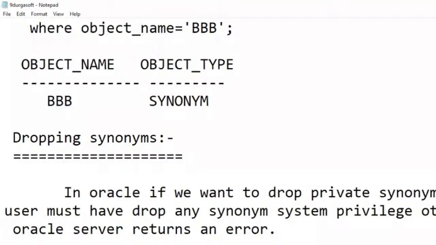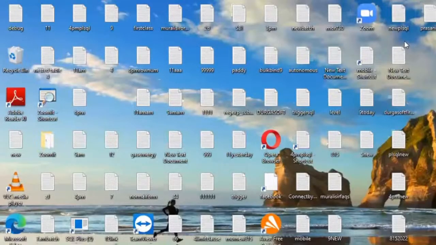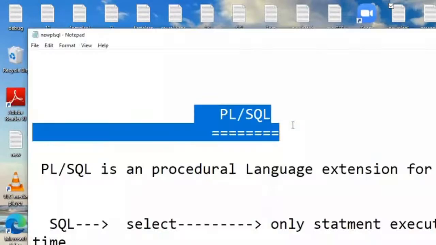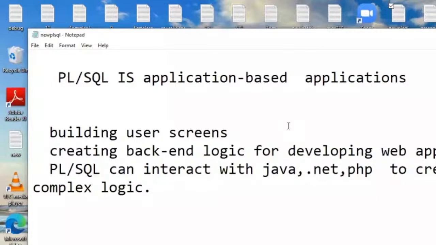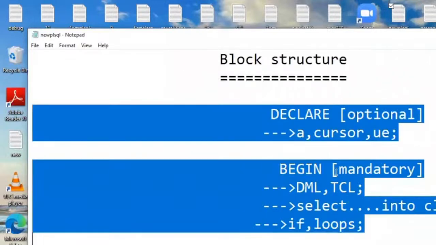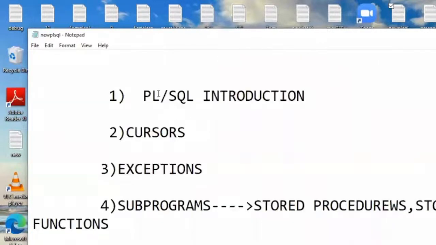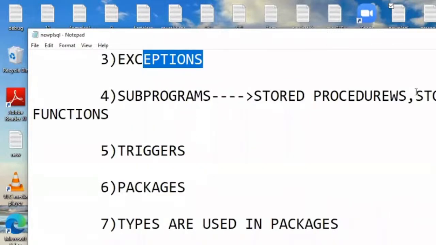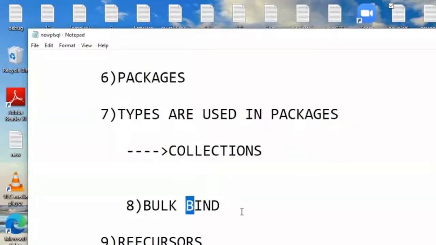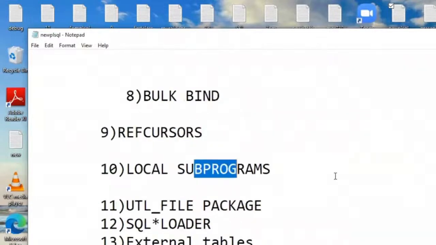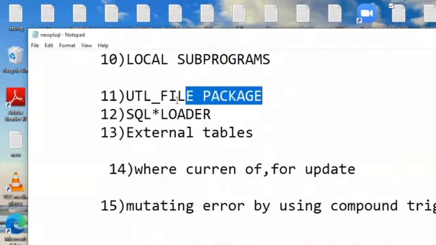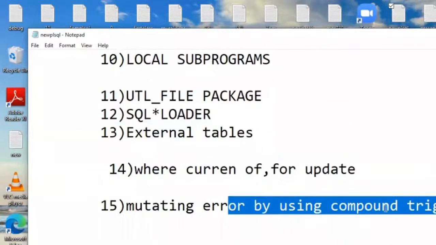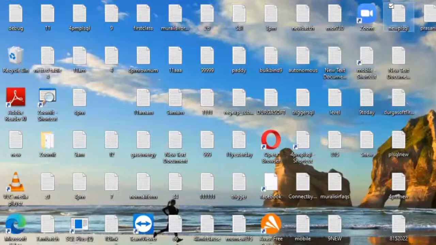These are big concepts. Again, PLSQL means some little bit of coding is there. Don't be afraid. This is PLSQL, and here you are writing this type of little bit of coding. In PLSQL there are cursors, exceptions, stored procedures, stored functions, triggers, packages, types, collections, bulk bind, ref cursors, local subprograms, UTL file packages, SQL loader, external tables, so many things like this. So much syllabus is there.